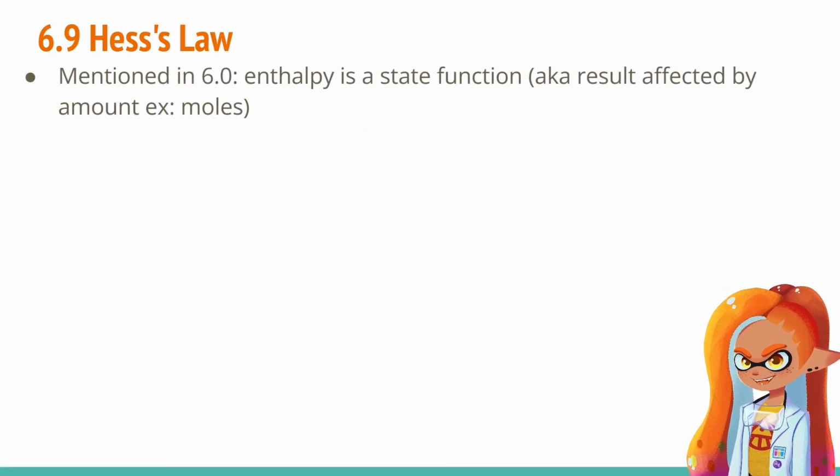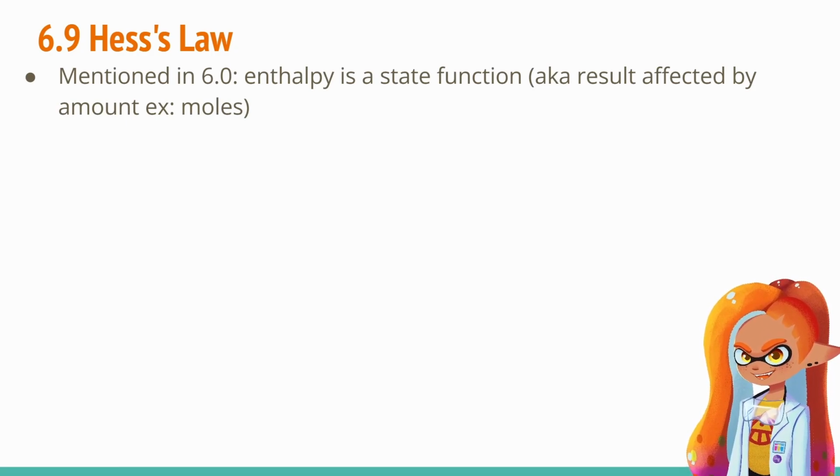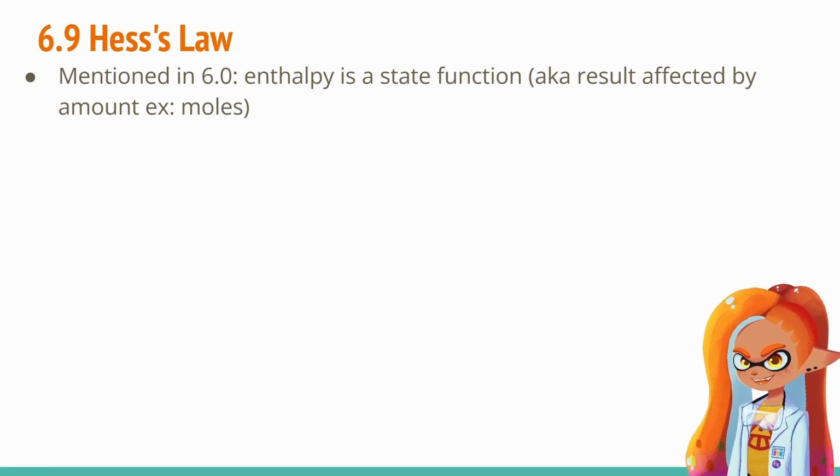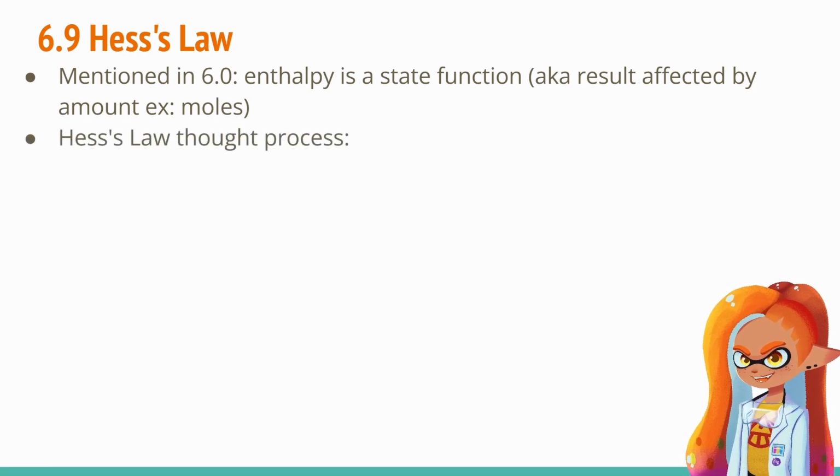So in the beginning, 6.0, that is the section that I made up, I said that enthalpy is a state function. So that means that the amount that we have, aka the amount of moles we have of something, will actually affect the enthalpy. Because if I have more moles, I'll have more heat involved. And so that's why it's related to state function. So Hess's law is a way of calculating delta H reaction.